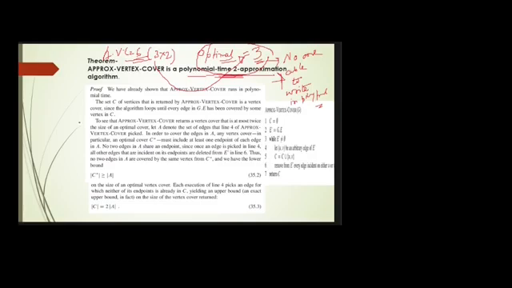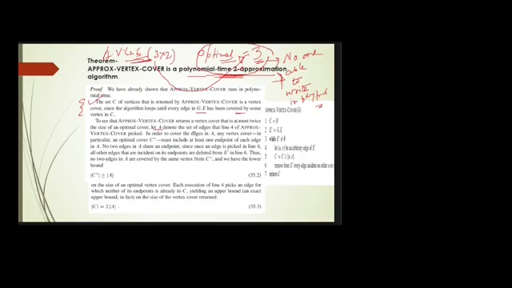Okay. This proof says the set C of vertices that is returned by the Approx-Vertex-Cover is a vertex cover, since the algorithm loops until every edge of G has been covered. That means all edges have to be covered. That is true. The first paragraph is true. Second thing, to see that Approx-Vertex-Cover returns a vertex cover that is at most twice the size of the optimal. So optimal is this 3, twice the size is 6.